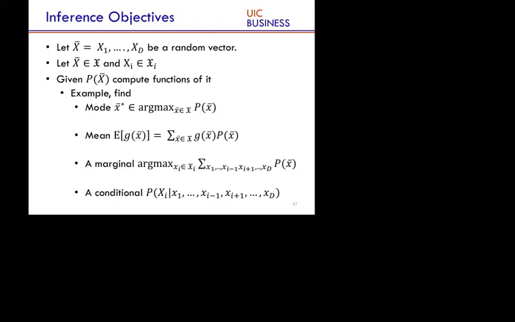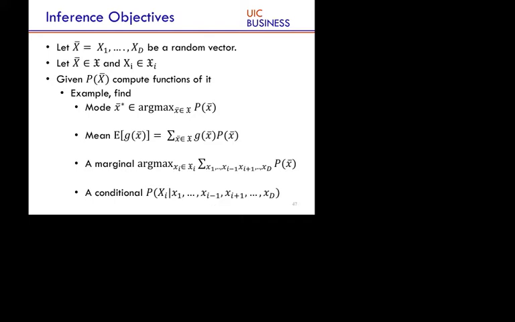The second is the mean. I want to compute the mean, and the mean's definition is quite clear. Let's say g is a scalar valued function of a bunch of random variables. Then you need to sum over all configurations the g of that realization vector times the probability of that realization vector, right?